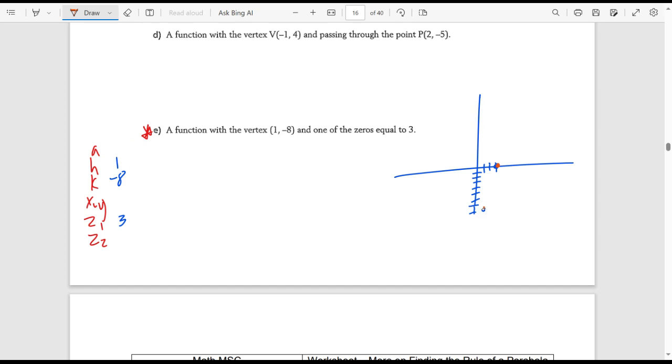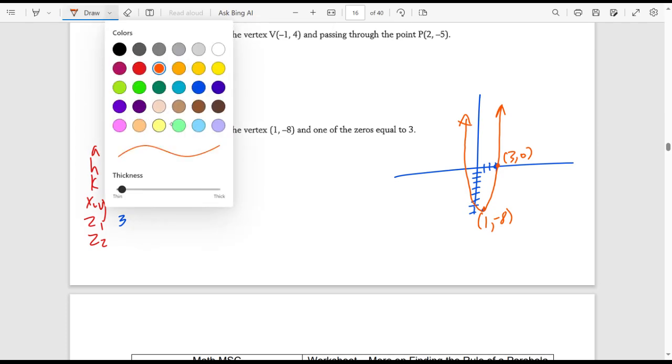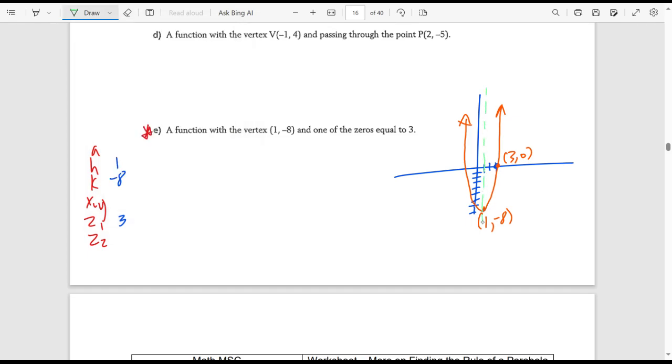So there's the second zero. Okay. So if I sketch this guy out now, that's roughly what it's going to look like. I know that this zero is (3, 0). I know that this vertex is (1, -8). And sometimes it's helpful to sketch it out because you can start to reason through what certain things may be based off of the axis of symmetry. That's a really important part of these questions, is that the axis of symmetry is 1.